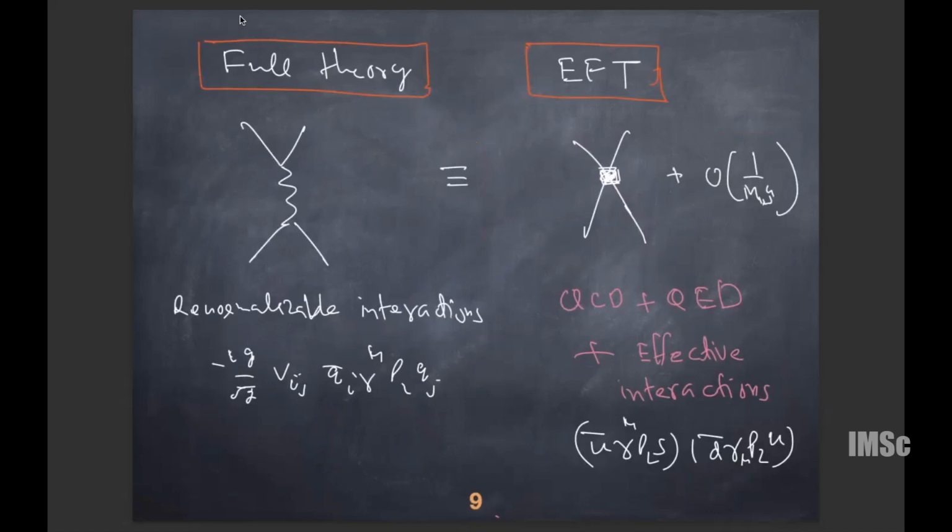In the full theory, in this case the standard model, which has these non-local interactions, and then in the EFT we have these local interactions plus QCD plus QED, because we have integrated out the W and Z bosons here. So we are left with only QCD and QED interactions plus a series of higher dimensional operators, which are a result of integrating out the heavy fields.